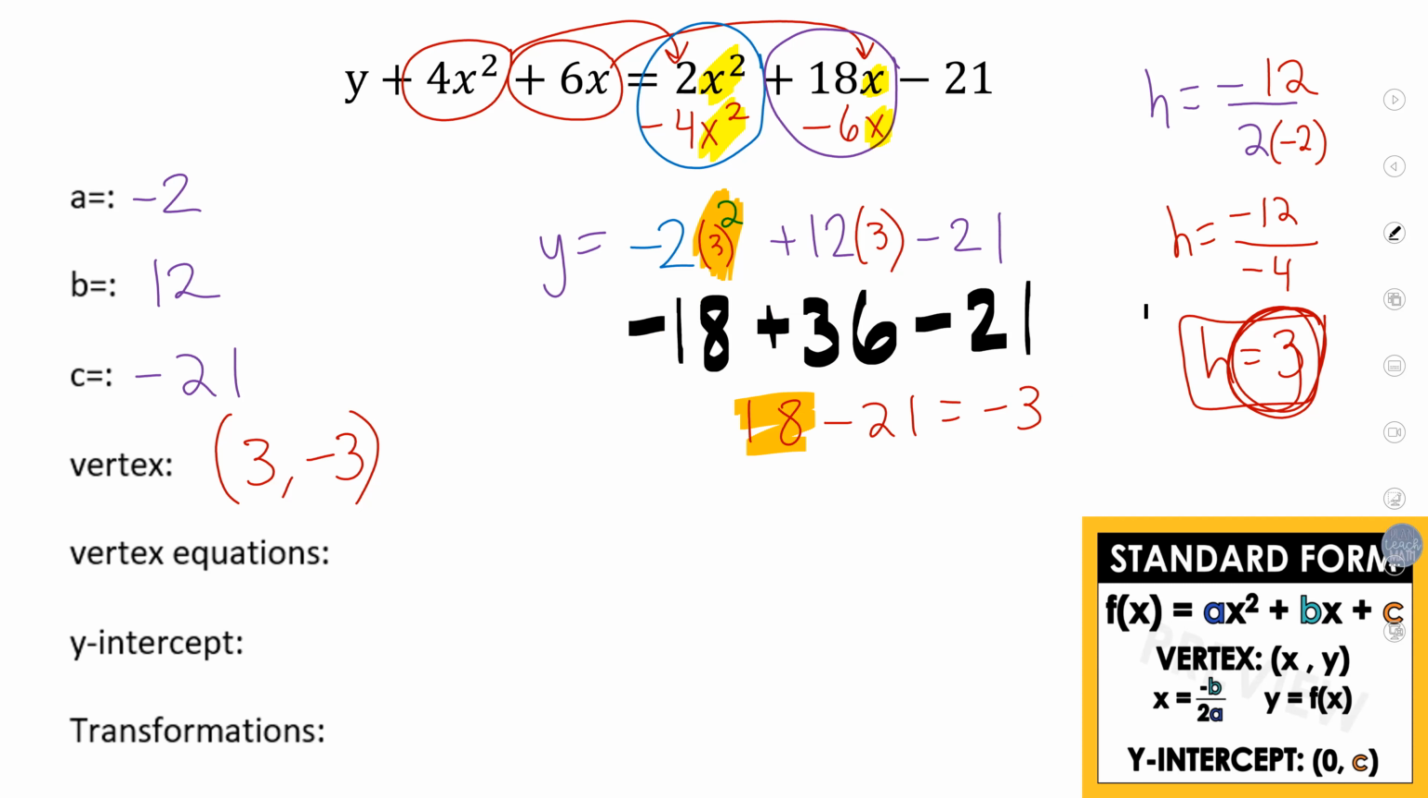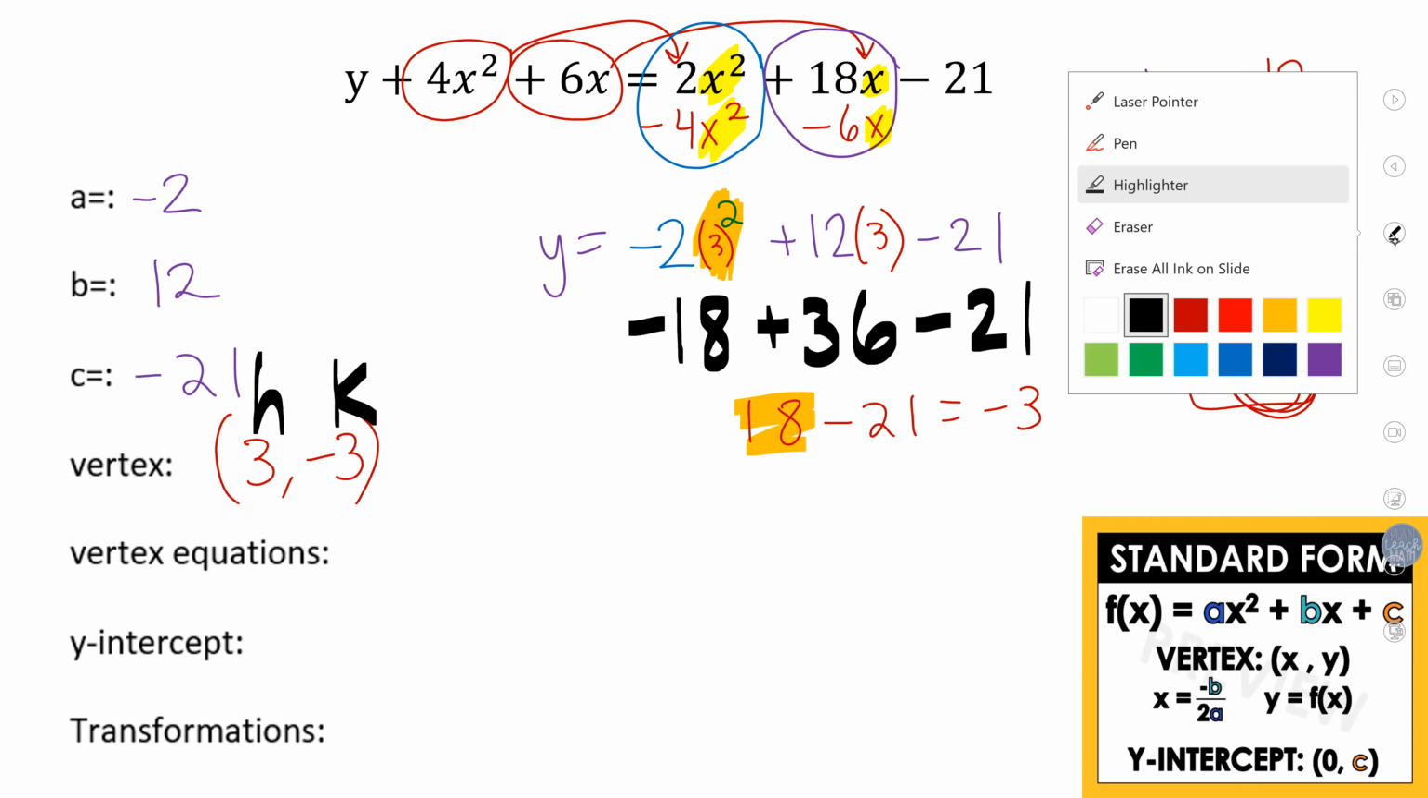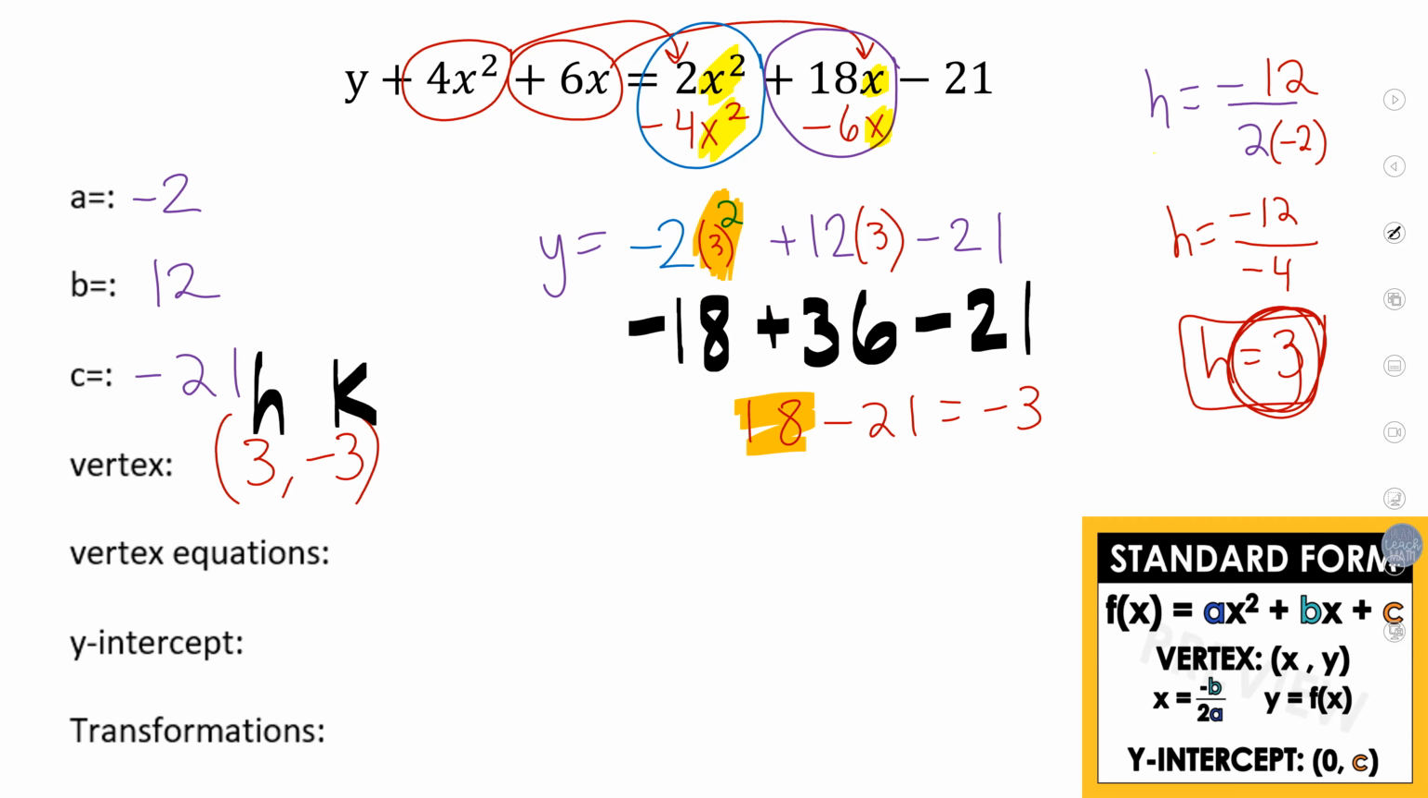All right, now we're going to put it in vertex form. Everyone please label the vertex. This is H and this is K. Everyone please write that. Now we're going to put it into the problem. So I have A times X minus H squared plus K. This is the vertex form equation. So now we're just going to replace our values.